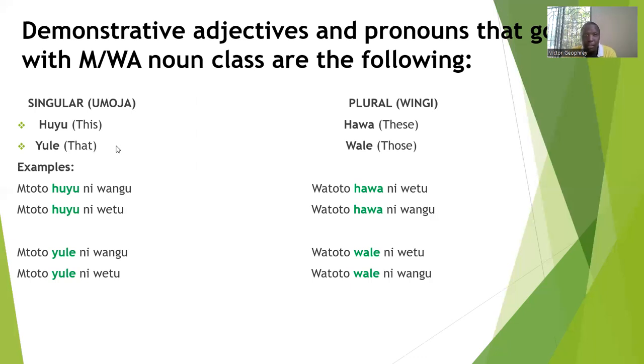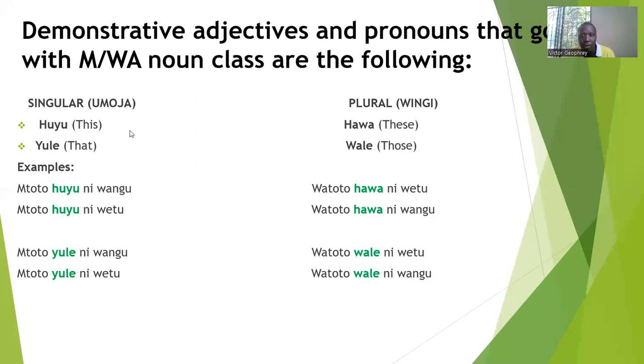Not all demonstrative adjectives can go with the nouns in one noun class. Some of them can. Here are the ones that go with the nouns in one noun class. Here are singular, huyu, this. Yule, that. So huyu means this, yule, that. Hawa, this, wale, those. Remember, huyu is this, but it is this under one noun class.